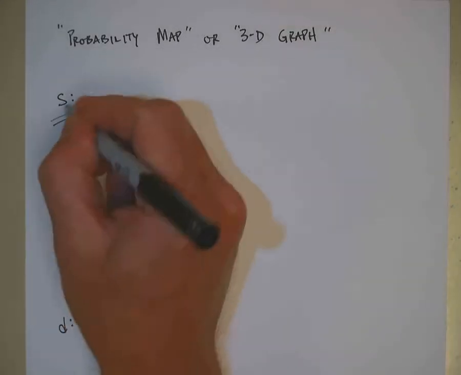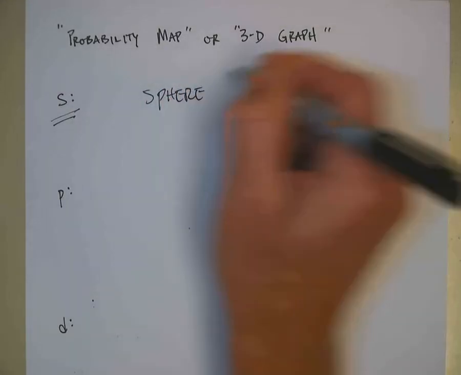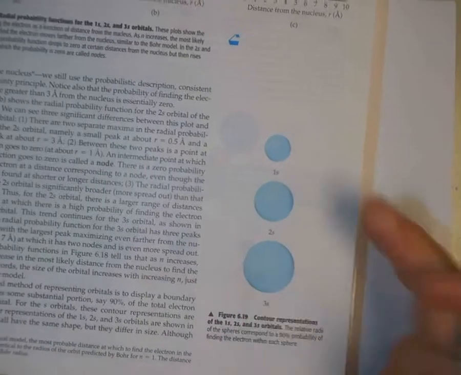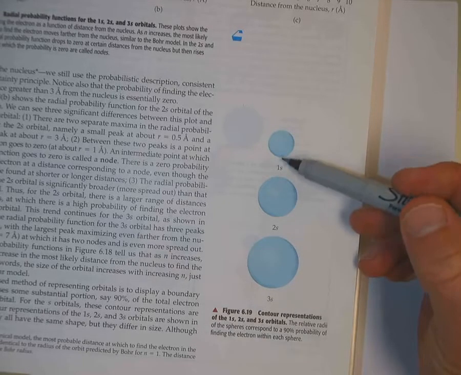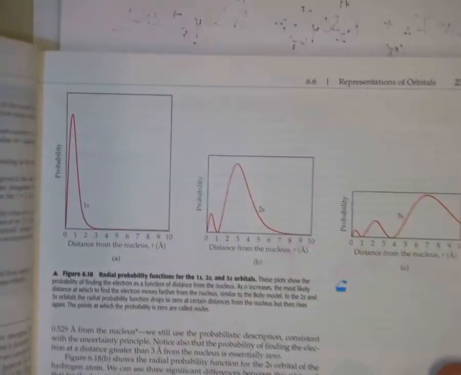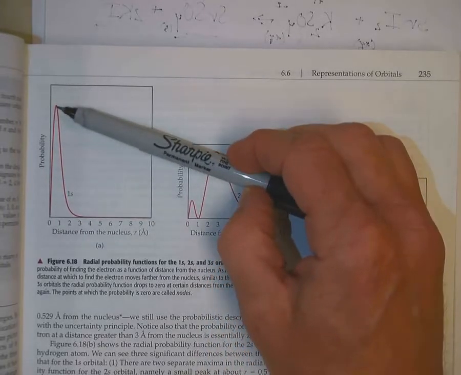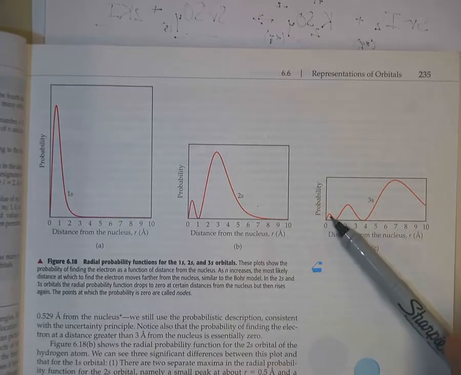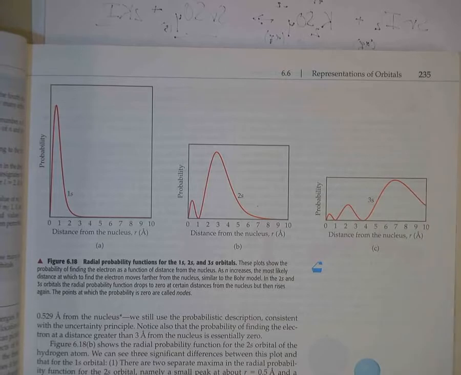The first one is called s, as in sphere, and it has a spherical shape, just like a sphere. You can see these in your book right here. This is a 1s orbital, a 2s orbital, a 3s orbital. Notice as the number gets bigger, the sphere size gets bigger. As you move away from the nucleus, the graphs show that the probability of an electron being in a certain zone gets higher in certain areas, giving rise to, hey, there's probably an electron in this area called the 1s zone, this area called the 2s, and this area called the 3s.